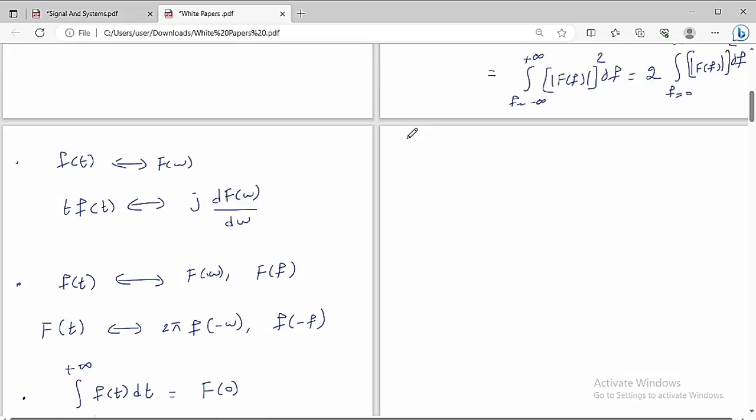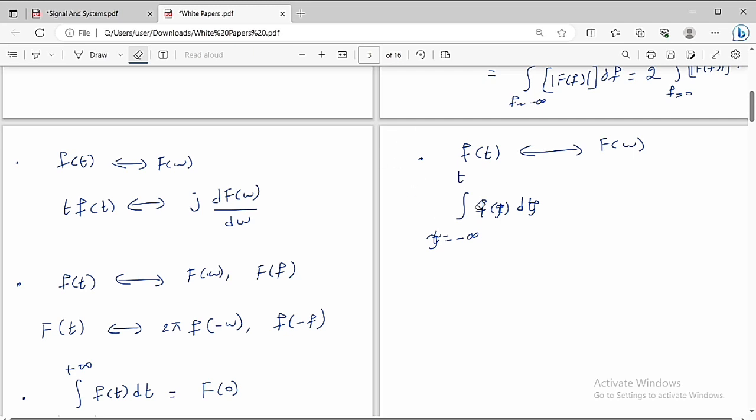So let me write the final output. Listen carefully. For f of t, the Fourier transform is F of omega. Then for the integration from t equals minus t to t of f of t dt, basically it should be tau. So let me write here so that we can easily understand. It is not t, it is actually tau. Integration from tau equals minus t to tau equals t of f of tau d tau.